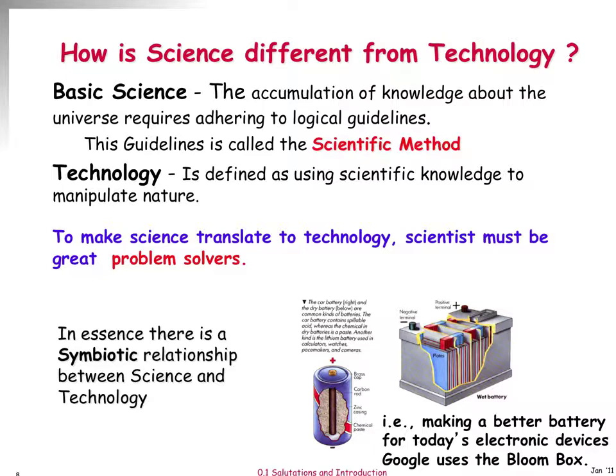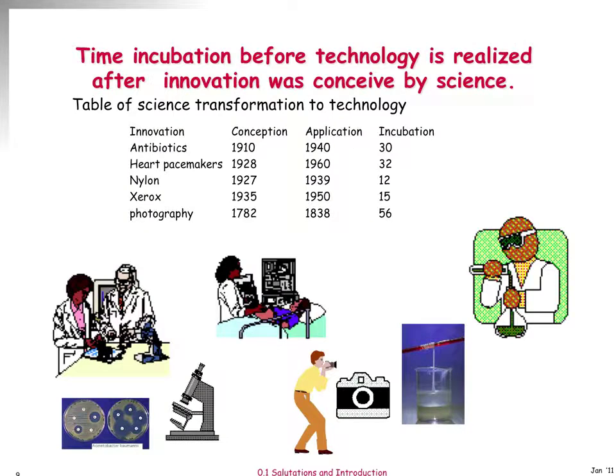To make science translate to technology, scientists must be great problem solvers, because they need to take the fundamentals of science and apply it to their needs. Some examples are how we use chemical reactions to operate our cell phones or these hybrid cars. Let's just take a look at some incubation periods for some discoveries, and then the technology that followed.